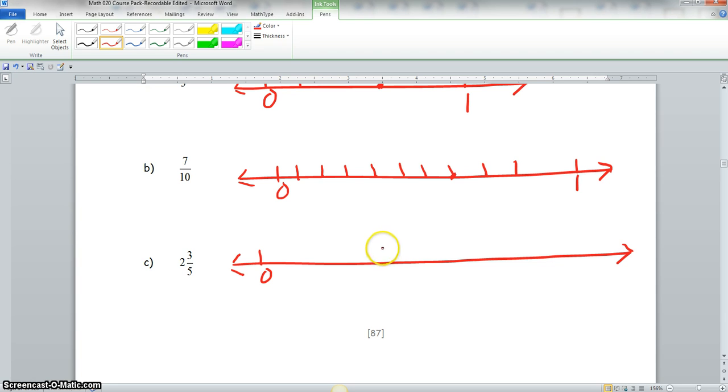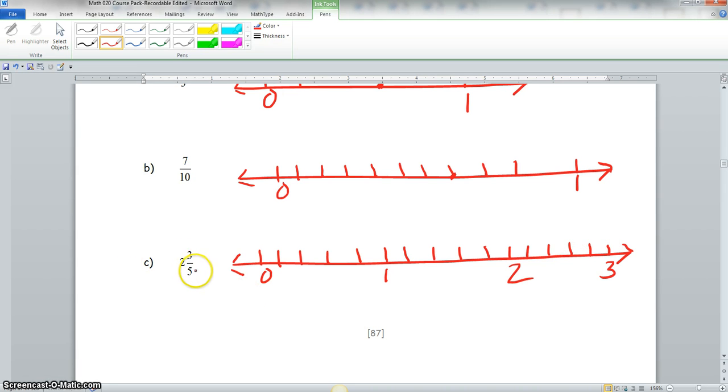So we'll go 0, 1, 2, we'll make it 3. Now if you notice, our denominator is 5. So from 0 to 1 should be 5, 1 to 2 should be 5, and 2 to 3 should be 5. So we'll go 1, 2, 3, 4, and this makes the 5th one. And then we'll go 1, 2, 3, 4, and then the 2 makes the 5th tick mark. And then from 2 to 3, we'll go 1, 2, 3, 4. And then the 3 makes the 5th tick mark.